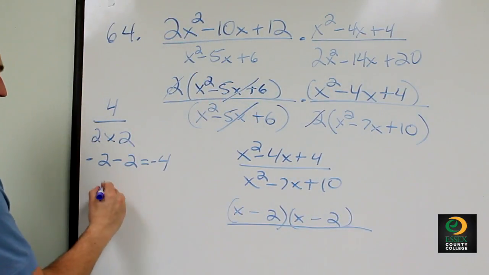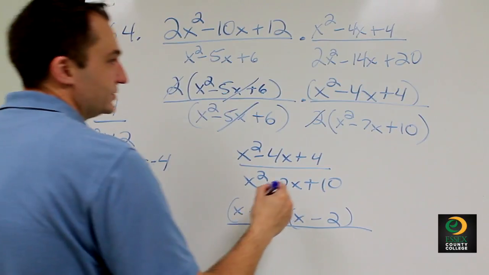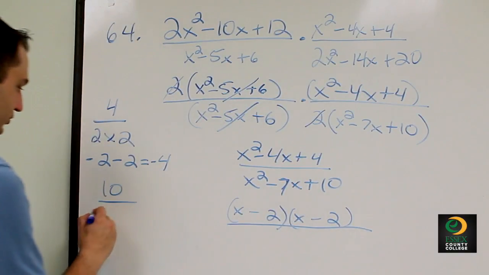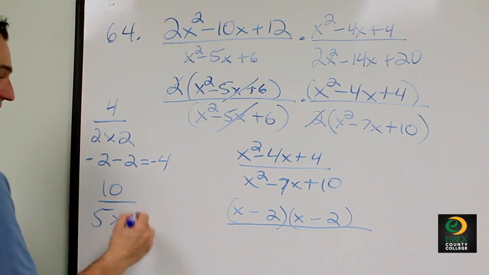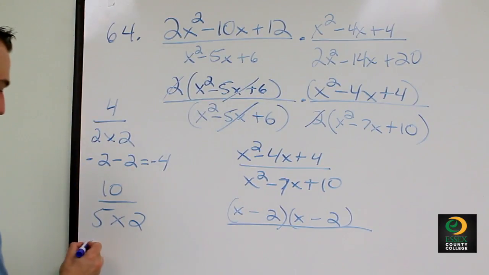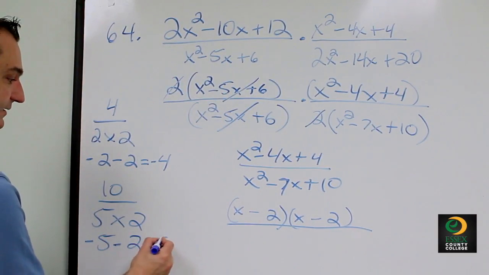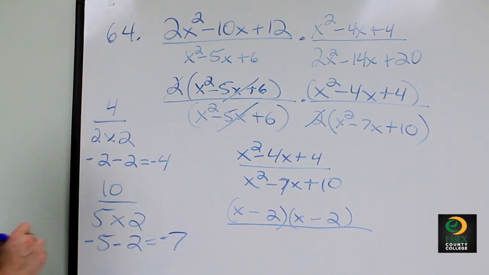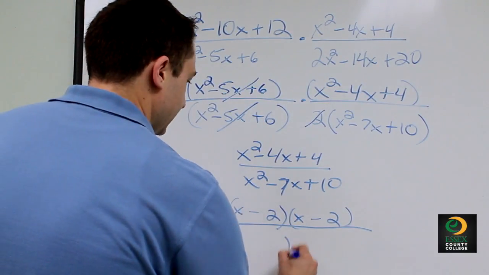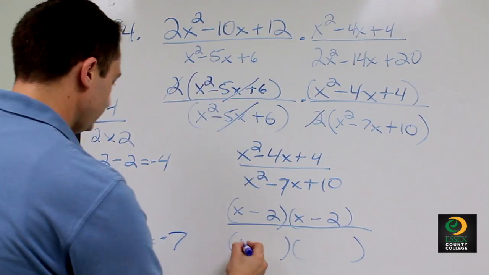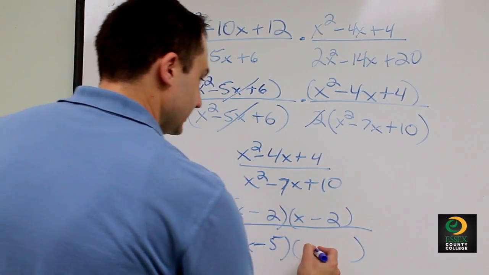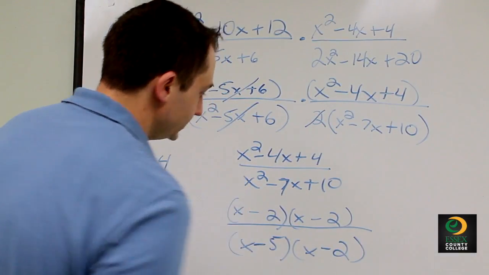Now we're looking for factors of 10 that add or subtract to 7, which would be 5 times 2. And we want a negative 7, so we're going to use a negative 5 minus 2, and that gives us our negative 7. So we're going to put a parentheses, x minus 5, x minus 2.